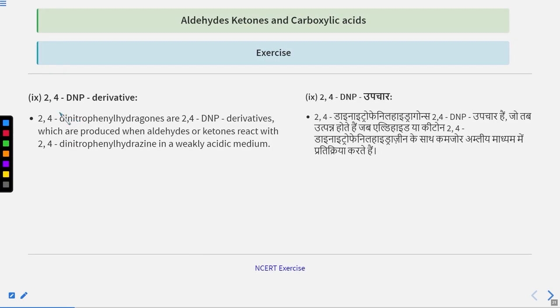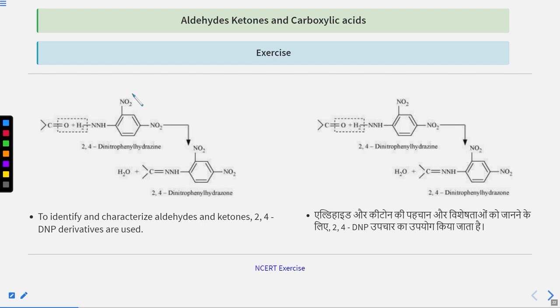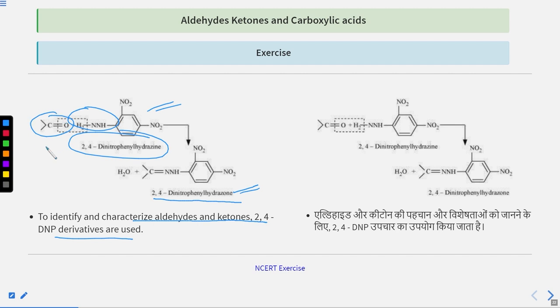Next, what do we have? 2,4-dinitrophenylhydrazone. So this is our 2,4-dinitrophenylhydrazine. When we treat it with C=O, that will result in 2,4-dinitrophenylhydrazone. Okay, clear? This is hydrazine where we have NH2, and when it is treated with this carbonyl, we get hydrazone. To identify and characterize aldehyde and ketone, 2,4-DNP is used. So this reagent is used for the identification of this group.